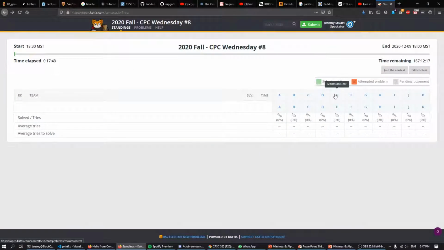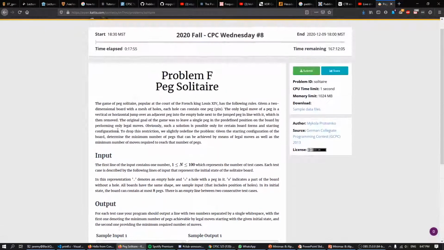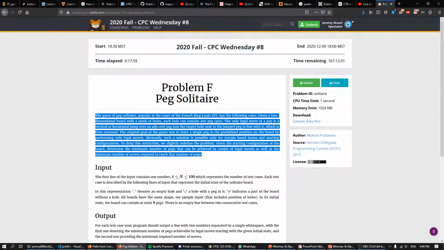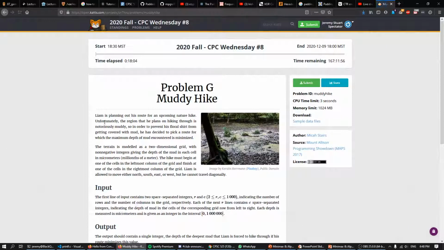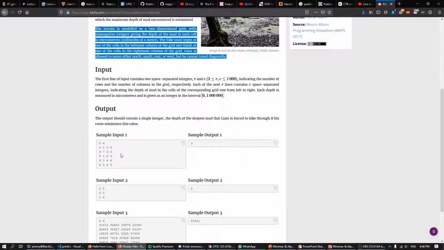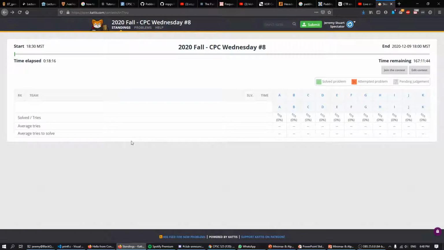Millionaire Madness, I believe Peg Solitaire is the next one. This was, I think, a 3.5, and this is actually going to be a game. So this describes a game with pegs that are able to move around. So you can use Minimax to solve that. And finally, Muddy Hike is a 4.2 difficulty problem. It comes from Mount Allison from a recent contest of theirs in 2017. So yeah, those are the problems. That's the competition for this week.